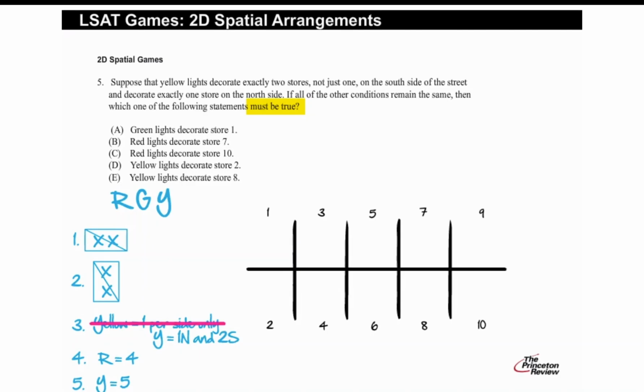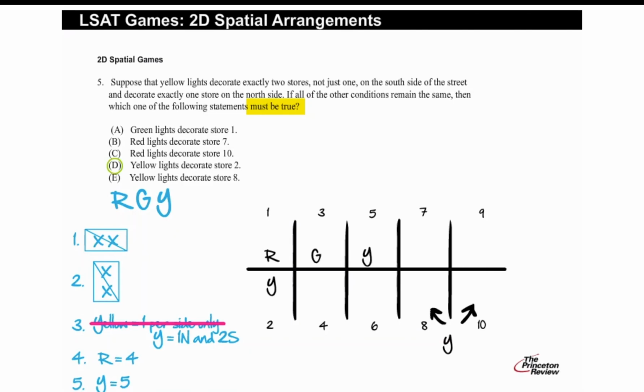Nothing has changed on the north side. However, now that you need 2 yellows on the south side, one of them has to go in slot 2 to keep them from being next to each other in 8 and 10. Since you have just made a deduction and the question asks what must be true, take a look at the choices to see if one of them assigns yellow to store 2. And there it is in choice D, which is your correct answer.